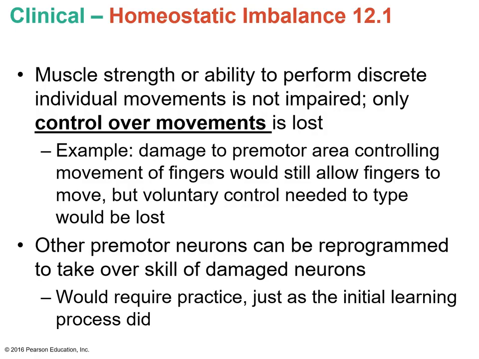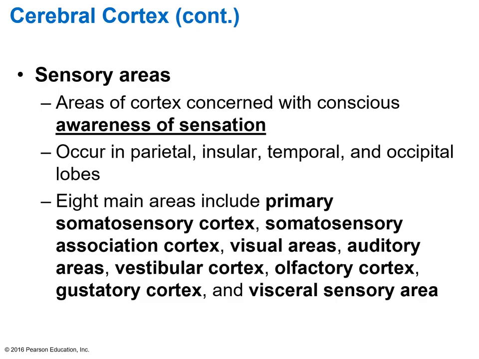So other areas of the brain can kind of take over, but only to a certain degree. The sensory areas tend to be behind that central sulcus. The sensory areas let you be aware of the sensation. You are aware of light touch. You're aware of deep pain, etc. They tend to be in the parietal, insular, temporal, and occipital lobes, so they're not in the frontal lobe. And they divide them into different areas.